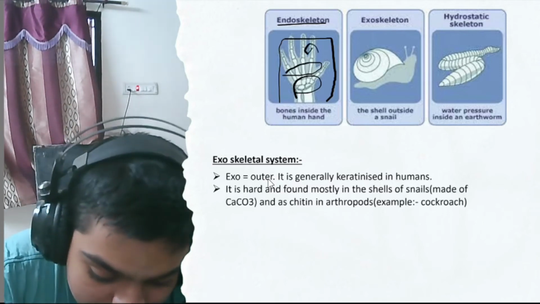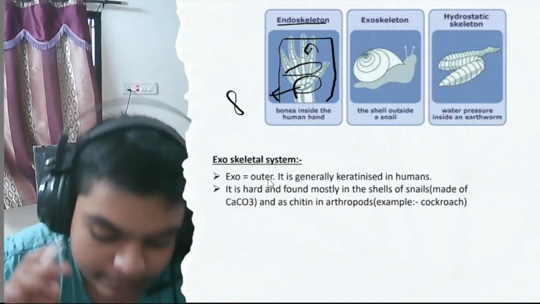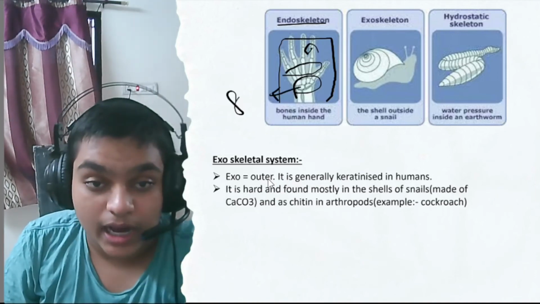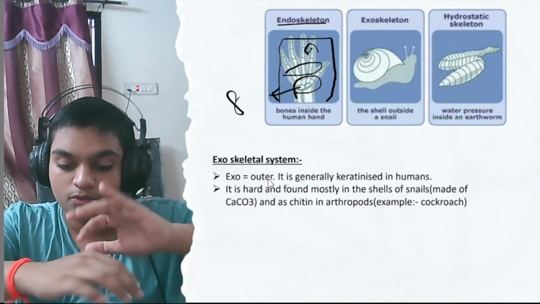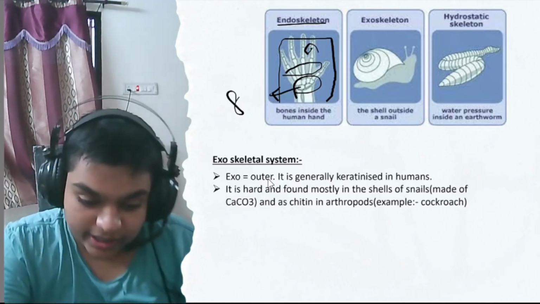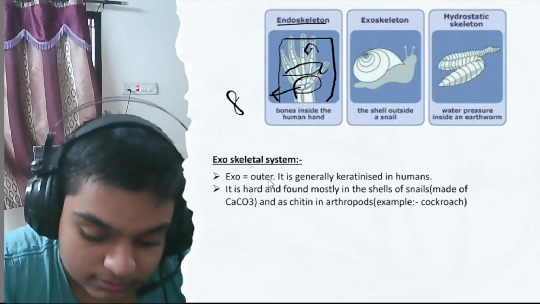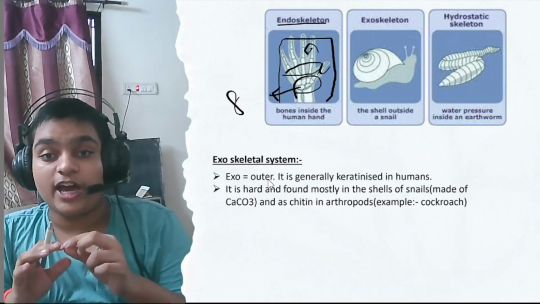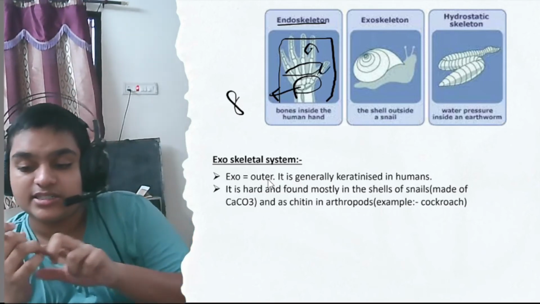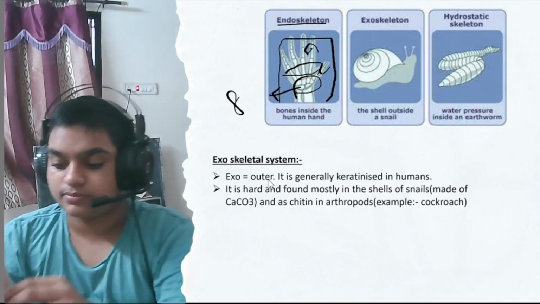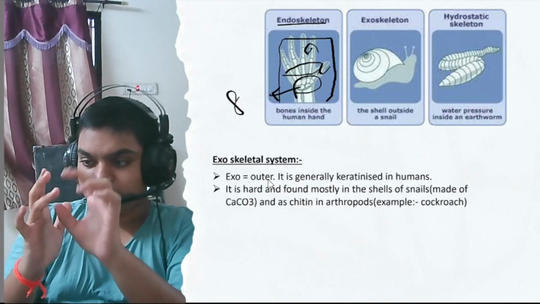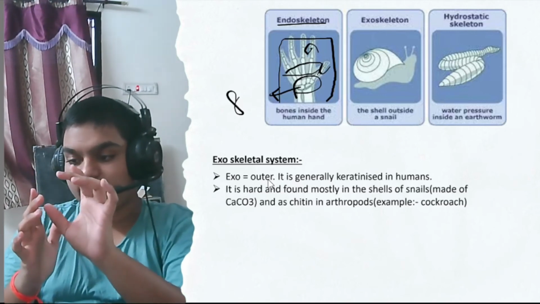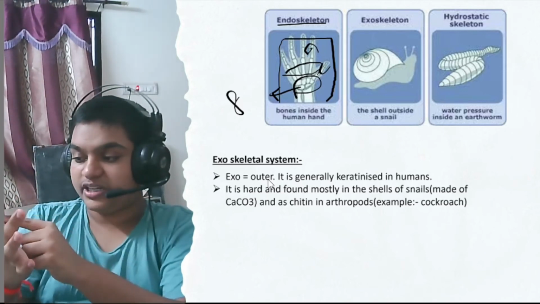Yes, these wrist bones, the carpals, are 8 in number. Metacarpals are 5: 1, 2, 3, 4, 5. This is also a metacarpal. There are 14 phalanges. Phalanges means digits. You can count your digits: 1, 2, 3, 4, 5, 6, 7, 8, 9, 10, 11, 12, 13, 14.